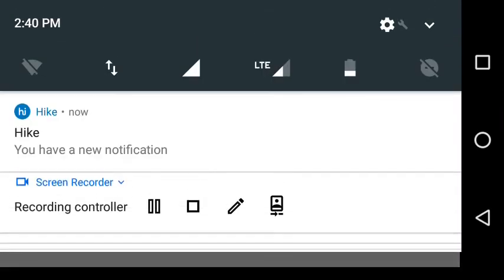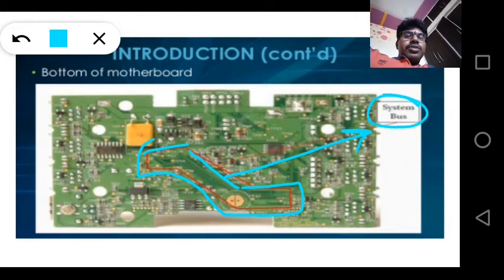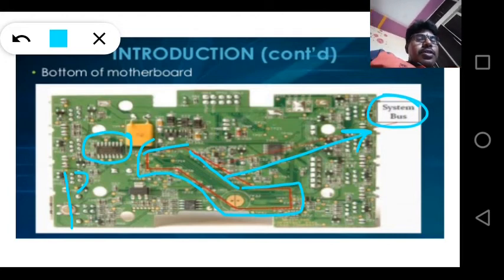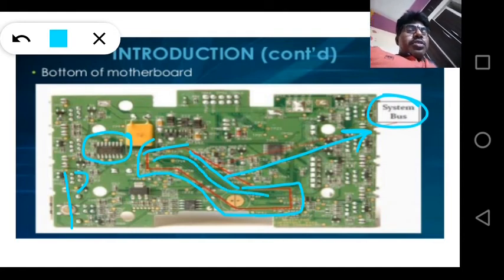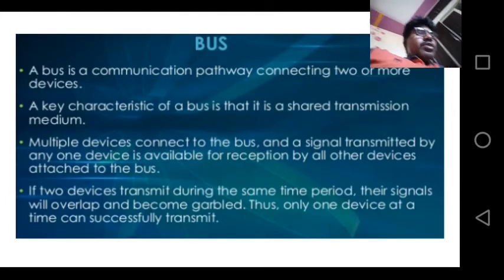Here you can see a real picture of the bus. This electronic path is called the system bus, which communicates with the processor. Here I have the processor, and somewhere you can see the main memory slots. Main memory slots can be somewhere else. So basically, these lines are called the system bus.